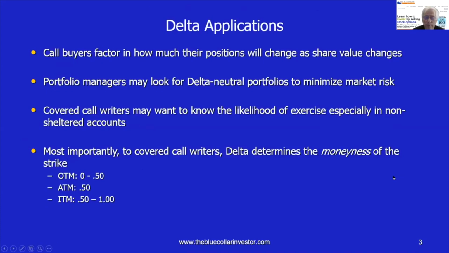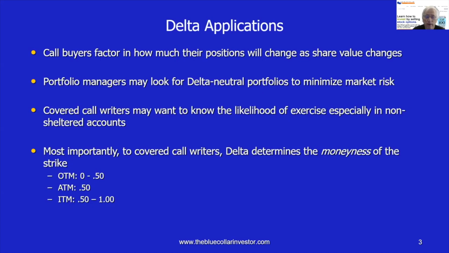Now let's talk about applications. Call buyers will factor in delta because they want to know how much value their calls will change for every change in $1 of the underlying security. So they're hoping to be directionally correct, and as the price of the underlying changes, how much more value their option will represent. Now, as I said before, portfolio managers will look at delta neutral portfolios to minimize overall market risk.